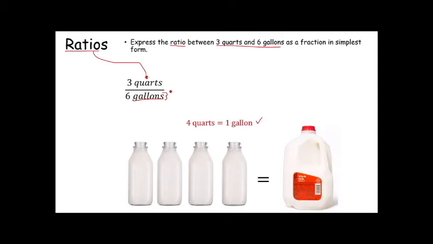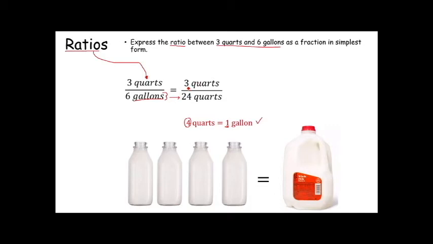Because I can look at this now and I can convert these quarts into gallons, or I can convert these gallons into quarts. I find it easier to take each of my gallons and just multiply them by 4 to turn them into quarts. So this becomes 3 quarts on top, the same. 6 gallons is 24 quarts. Notice that now my units are the same. Since my units are the same, I can simplify this.